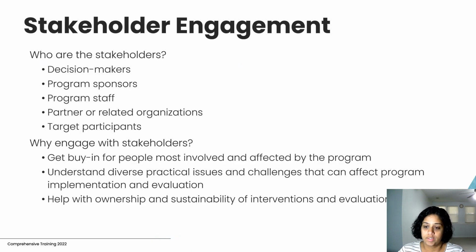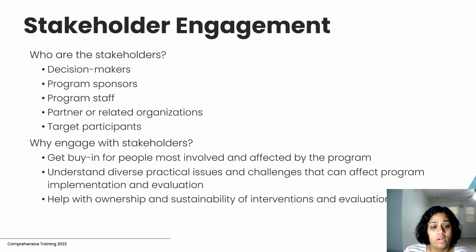The other part that's really important in planning for M&E is stakeholder engagement. Stakeholder engagement is essentially about all the relevant people that you would want for your program, and how well they are engaged in the program planning, implementation, and evaluation. Stakeholders can be decision makers who are actually deciding on policies and programs. They can be program sponsors, so your funders, program staff, and related partner organizations. You might be working with other organizations in the field, and of course your target population, your participants, whoever it is that you are planning this intervention for.